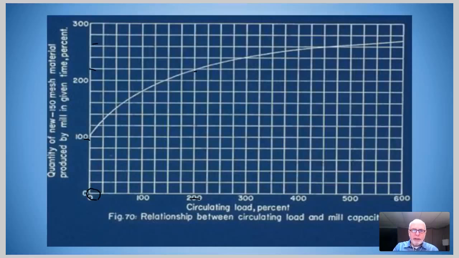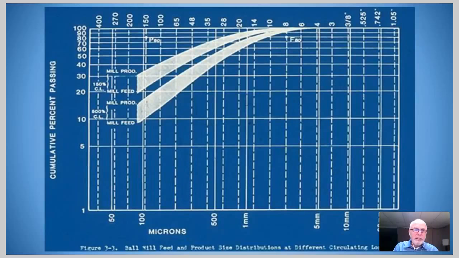So what is actually happening then as we go from low circulating loads to high circulating loads? And we can see that in the next slide. This slide shows two circuits, both with the same feed size and product sizing, again a P80 of near 106 microns. And the shaded areas show the size distributions in and out of these mills. One with a low circulating load, around 150%, and then the other with a very high circulating load, about 600%.